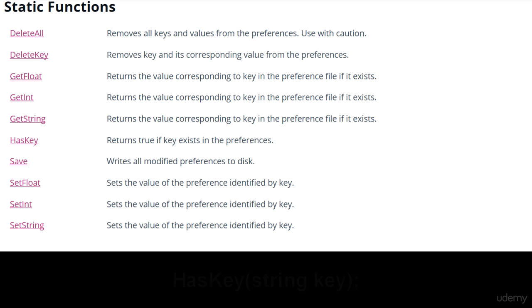Let's go back to the hasKey function. This function is used when we want to check whether one specific key exists in our player preferences. And finally, we have the save function, which writes all the modified preferences to the disk. This is used when we want to manually save the preferences, but they are automatically saved every time we exit the game, so we won't be using the save function too much.